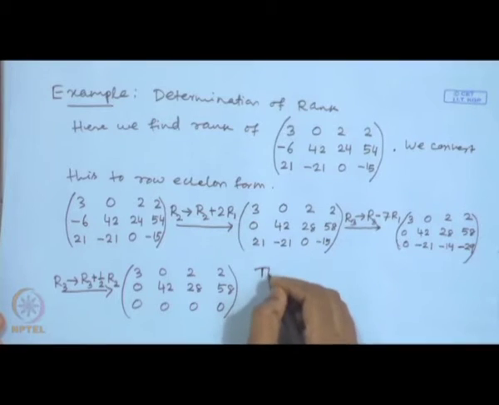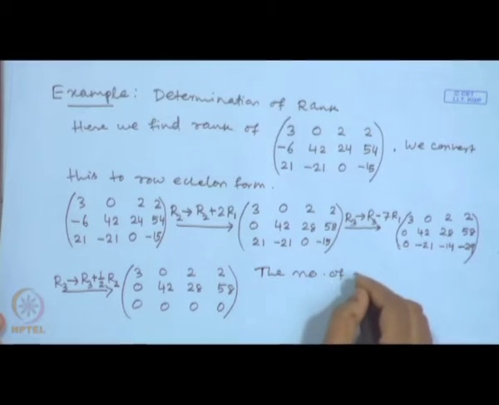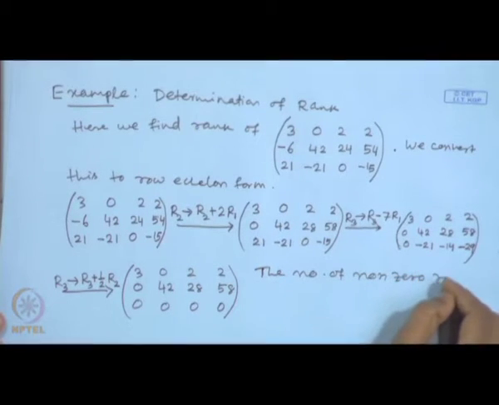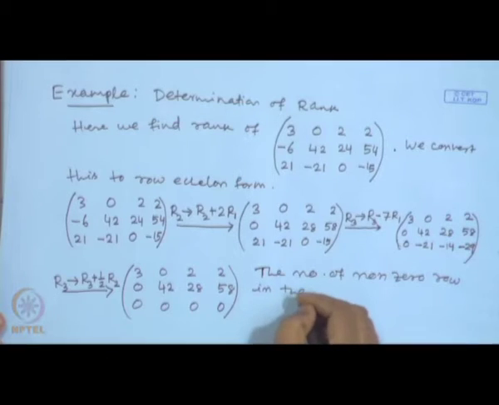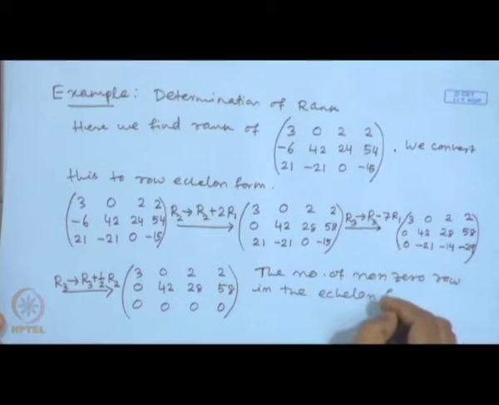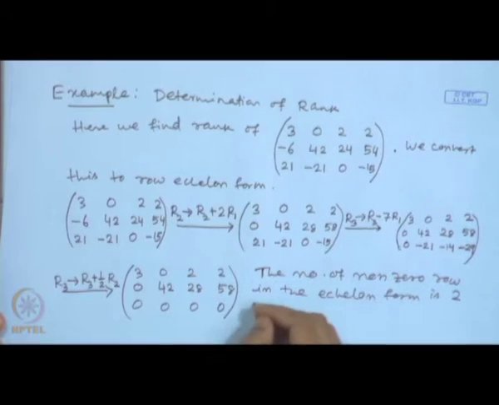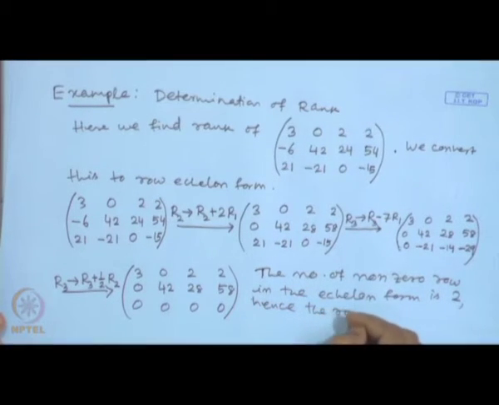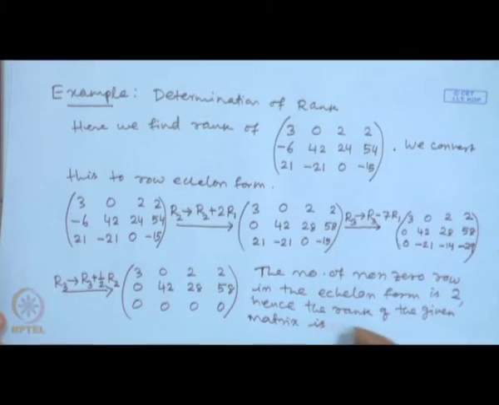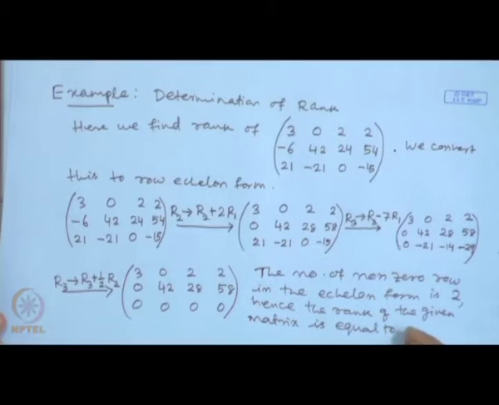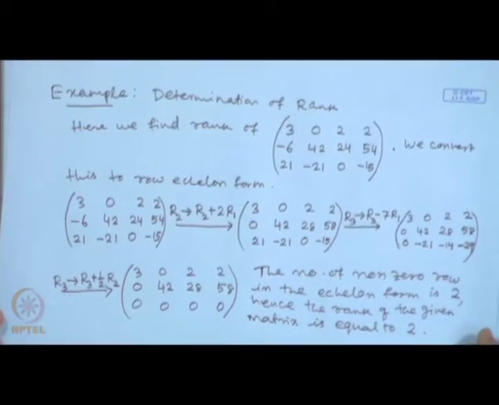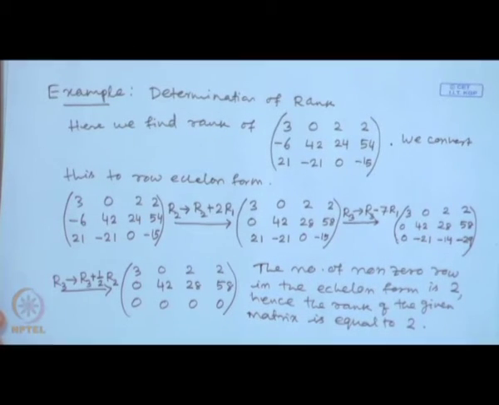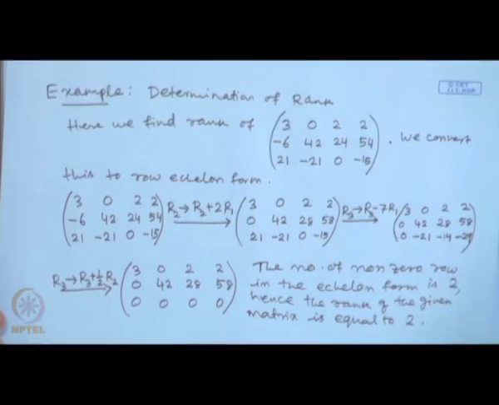So, the number of non-zero rows in the echelon form is 2. Hence, the rank of the given matrix is equal to 2. So, this is how we find the rank of a matrix by applying its echelon form.